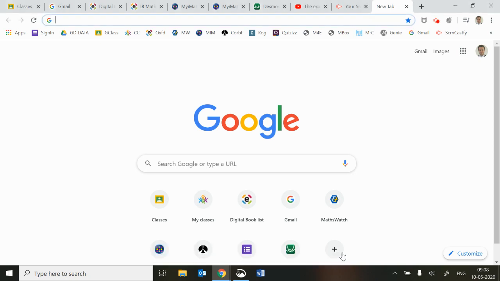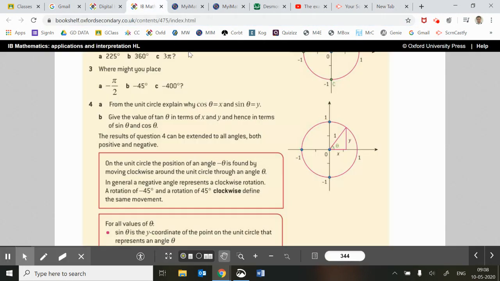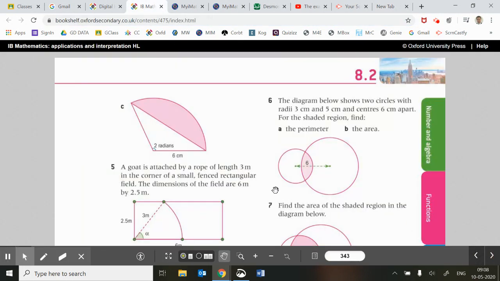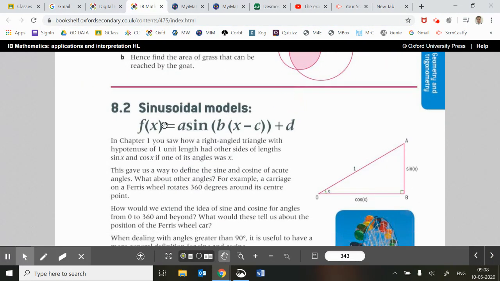Good morning, everyone. This is Unit 8, 8B, and we're going to look through it today. We're going to essentially build up to this model here. They call these things sinusoidal models. This is a rarely used word here.